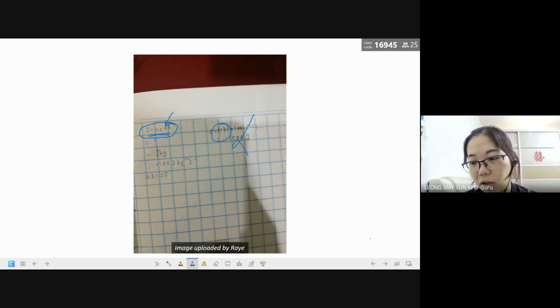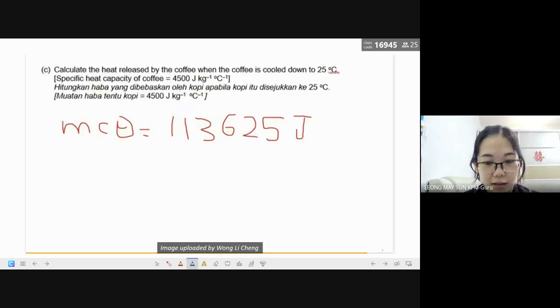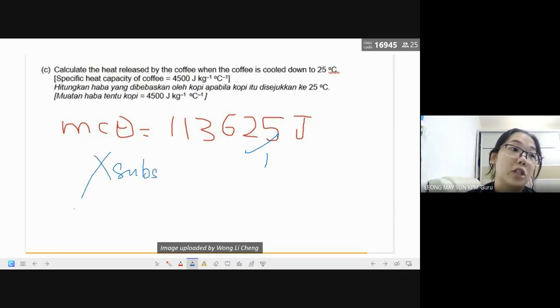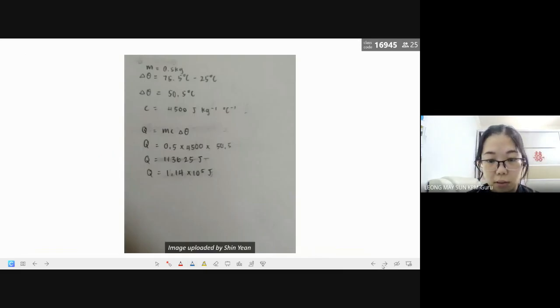Li Sheng, if you write like this, I can give you 1 mark only for the answer and unit. But your substitution, because you do not write your working, you don't get the mark for substitution. Alright, so here Xin Yan, okay, 0.5. Good. This is 2 marks.